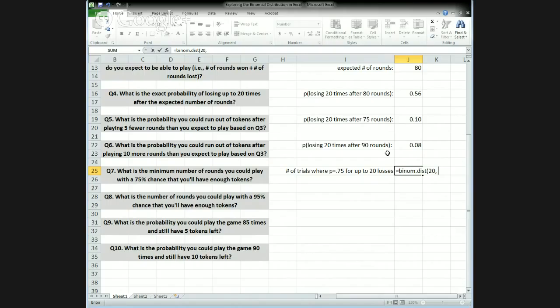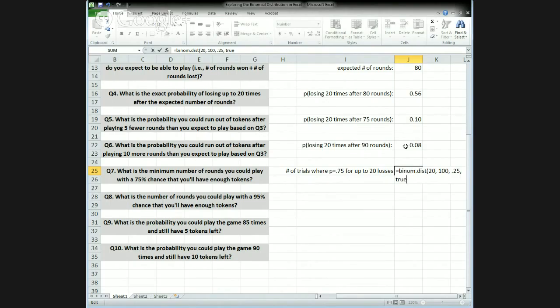So we're going to do equals binom.dist 20, and then we're going to just guess a number of trials here. So let's guess 100 trials. The probability of losing is still 0.25. What we're looking for is the probability of losing 20 times, not the probability of each loss. So keep in mind, we are looking for a probability like this of 0.75, we're not changing the probability of losing here. So 0.25, and then we do want cumulative again in this situation.